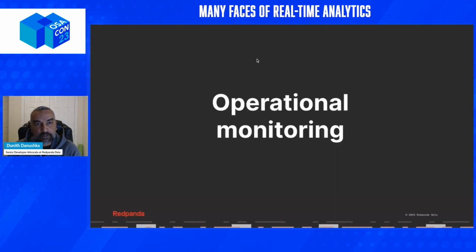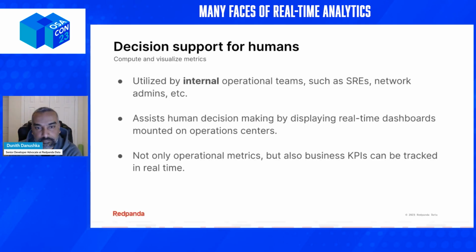And that's about user facing. And then we have operational monitoring systems. So basically, these systems support humans to make decisions. Unlike the machines we saw in the first category, these are made for humans for assisted decision making.